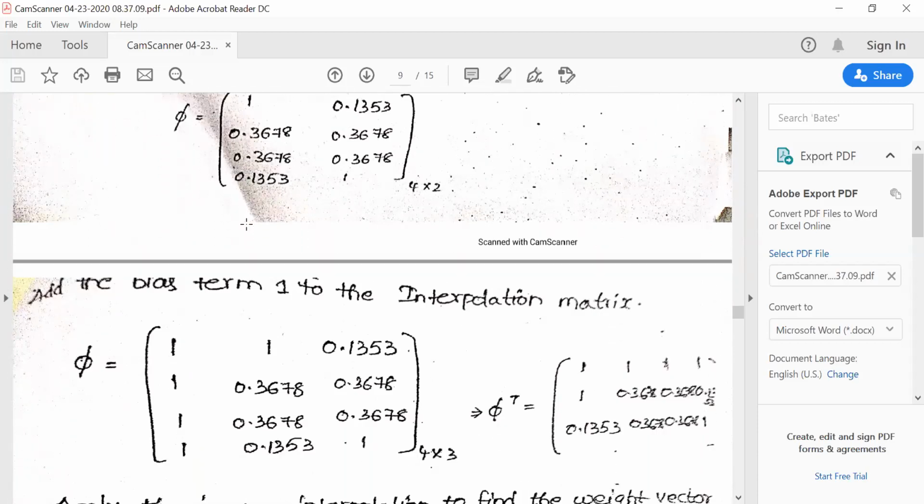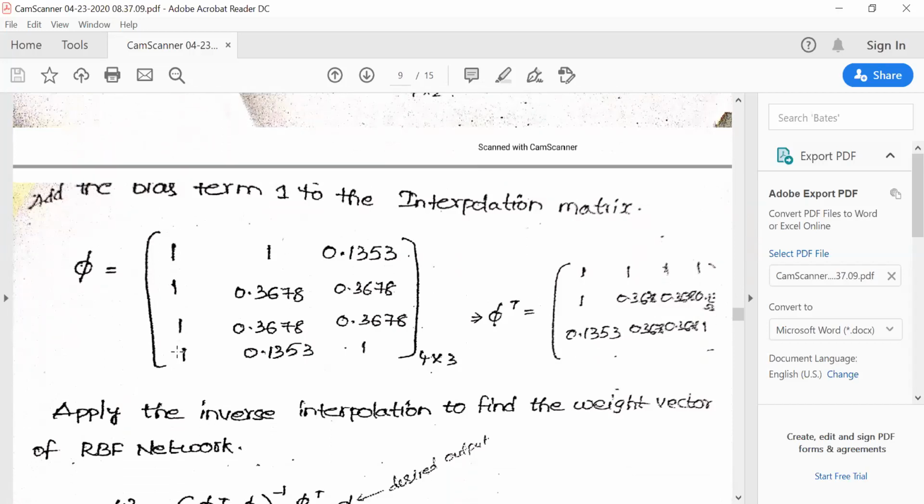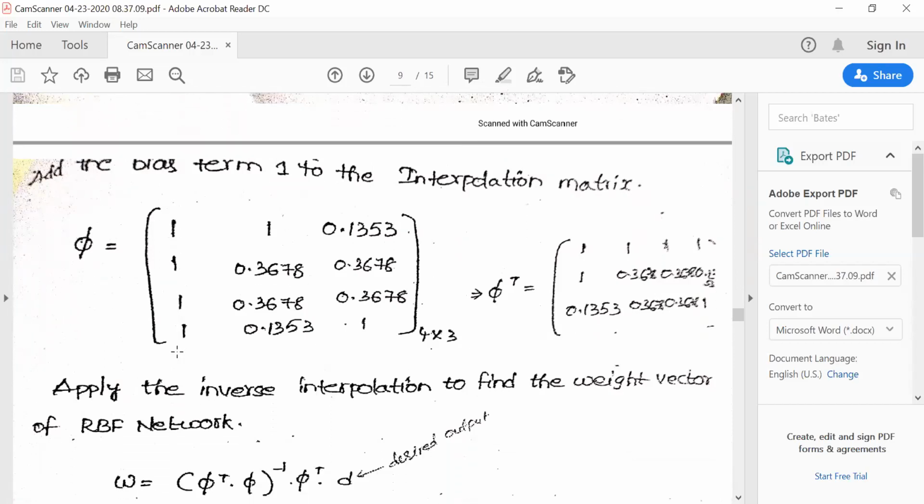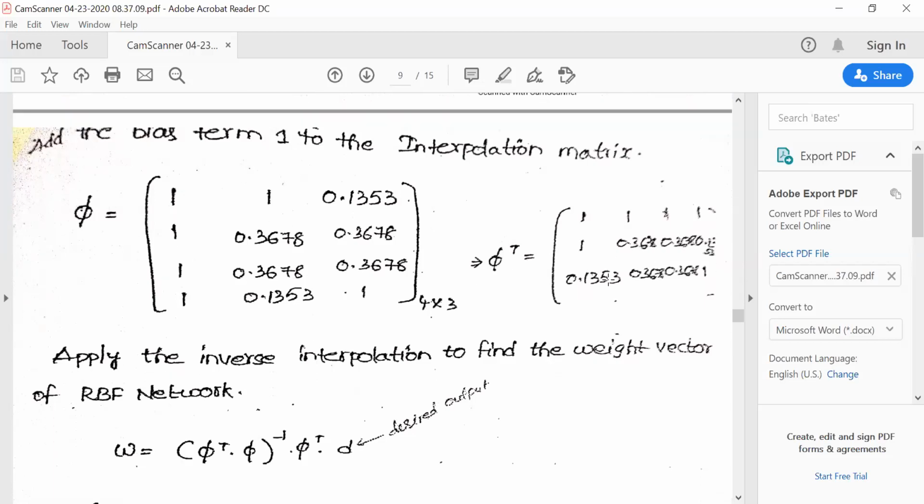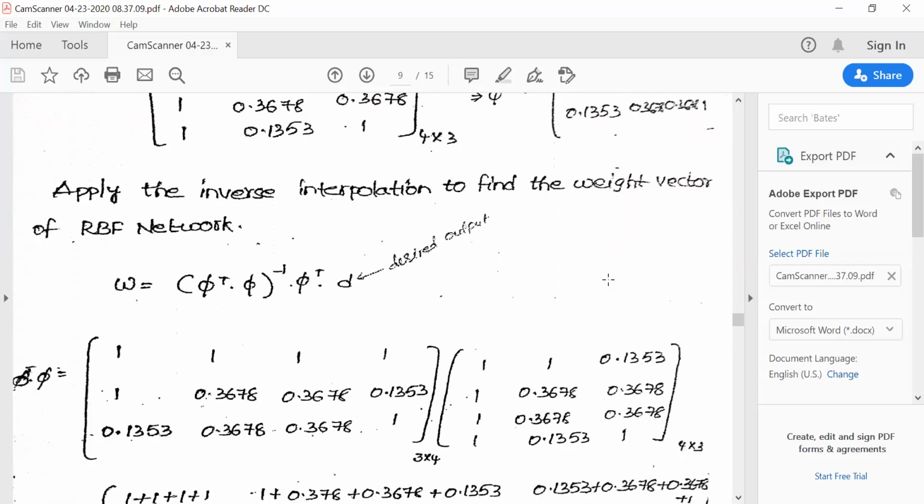Now add a bias. Look at this bias 1, which is added as the first column. Because we added it as the first column, the bias we get at the end is also at the first value, the first row or first column. So I am finding phi power t because I need it to find out the inverse interpolation. To find out the weight matrix, W is equal to phi power t into phi whole inverse. This is the formula you need to understand.